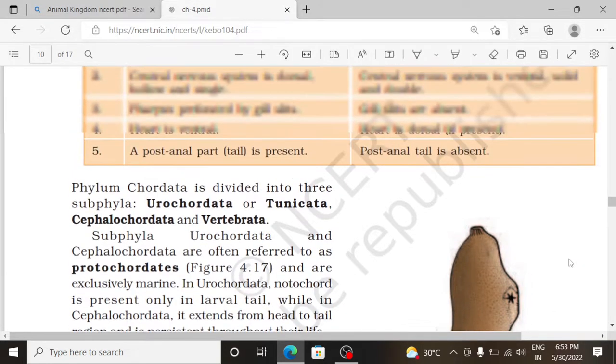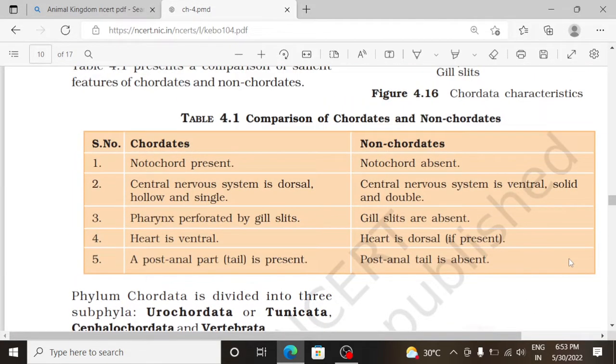So, chordates and non-chordates. In chordates, notochord is present. In non-chordates, notochord is absent. In chordates, central nervous system is dorsal, hollow and single, and in non-chordates, central nervous system is ventral, solid and double. In chordates, pharynx perforated by gill slits, and in non-chordates, gill slits are absent.